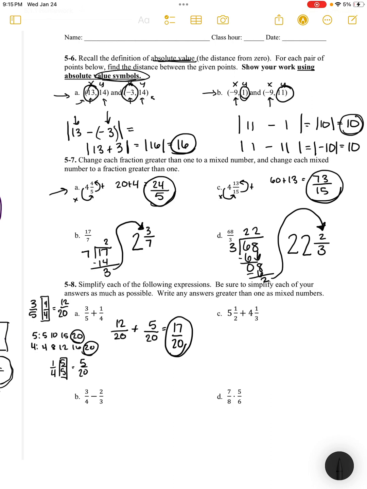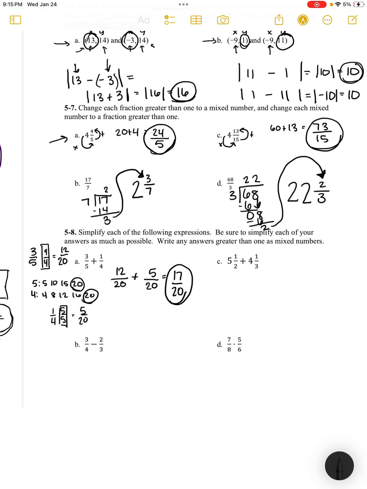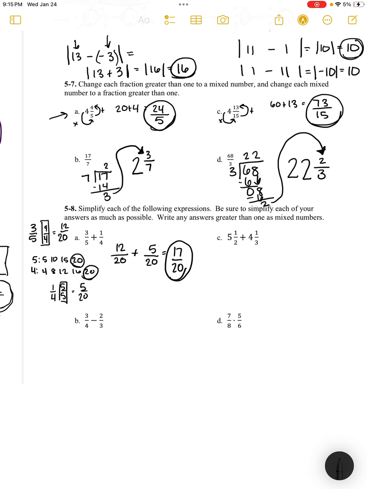For part B, same steps, this time I'm subtracting. So I have 4 and 3: 4, 8, 12, 16, and 3, 6, 9, 12, 15. 12 is the common denominator.